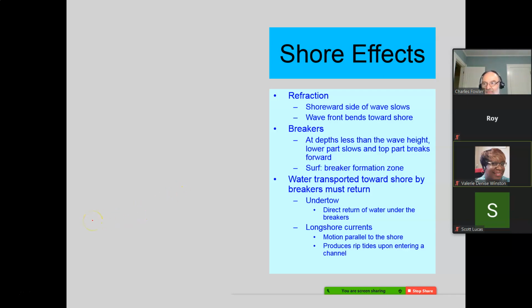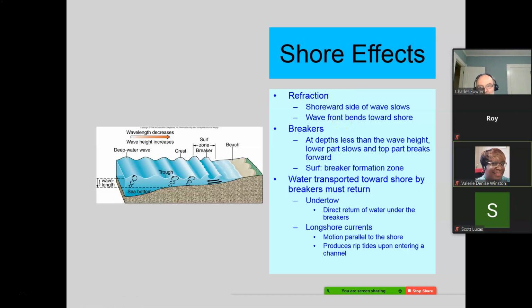Actually, I think I'll put this aside and use my cursor here. Okay, refraction. Refraction basically means bending. The shoreward side of the wave slows down first, meaning the part that was further out to sea travels a little bit more, and therefore the wave front bends toward the shore. Let's see if they've got a picture showing that. They really don't show it well here, but they do show something from the previous slide.